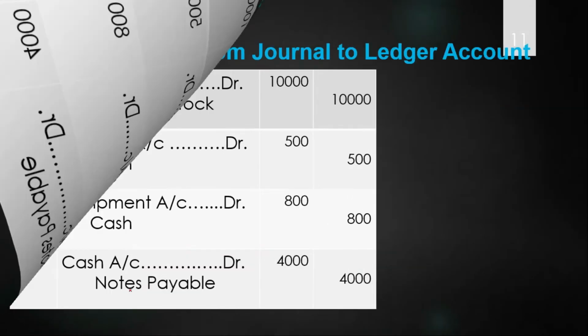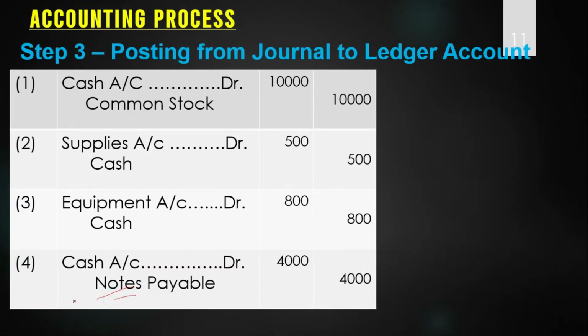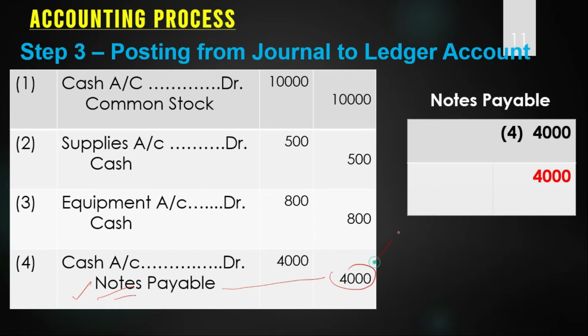Then we come to the last one, that is the notes payable account. This account will be prepared. So prepare this account. Search, this note payable has a credit balance. This has a credit side. So go to the notes payable account. On the credit side, you will write this.